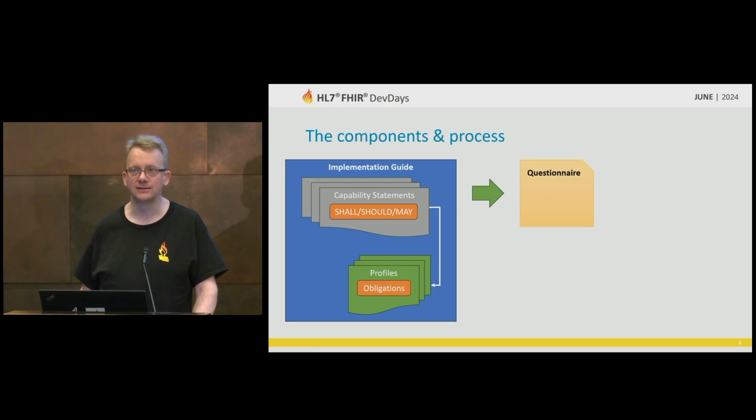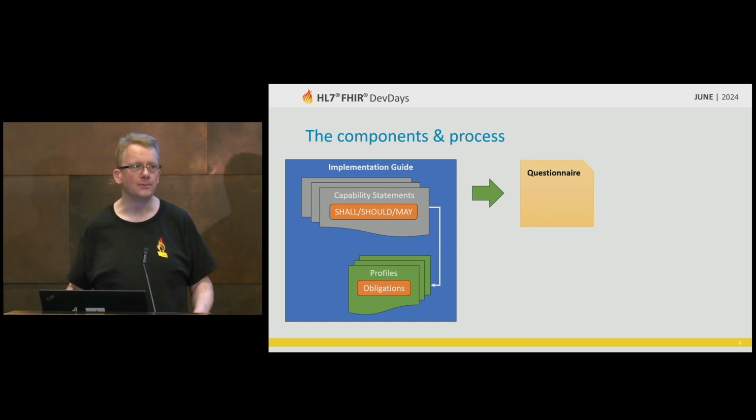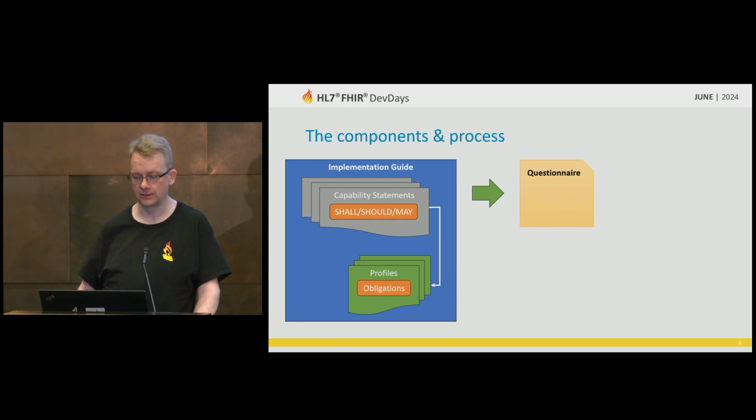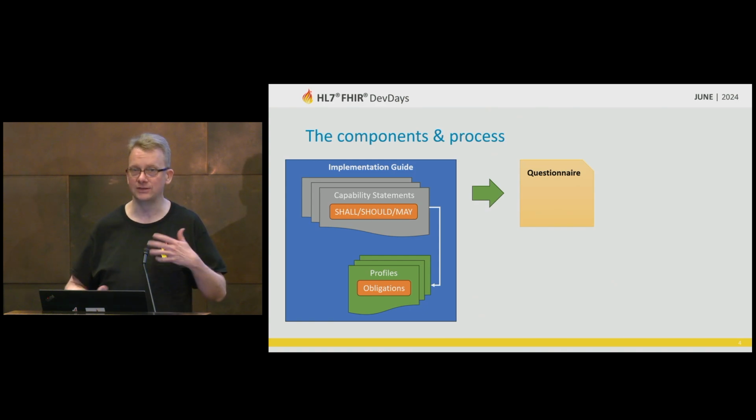And the first thing that we want to do coming out of that is say, okay, this describes what's possible, but it doesn't necessarily tell us what you are claiming to do. Because what you are claiming to do is some subset of those shoulds and mays, and often a subset of the obligations, because the obligations also contain shoulds and mays. And in order to test a particular system, we kind of need to know what it is that you actually do.